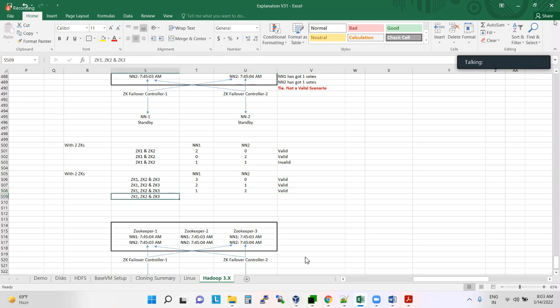Okay. So now, what is the other scenario? Now tell me, who will become active in this scenario? Name node 2, sir. Name node 2 will become active. Okay. It means if I go with 2 zookeepers here, it means an even number.